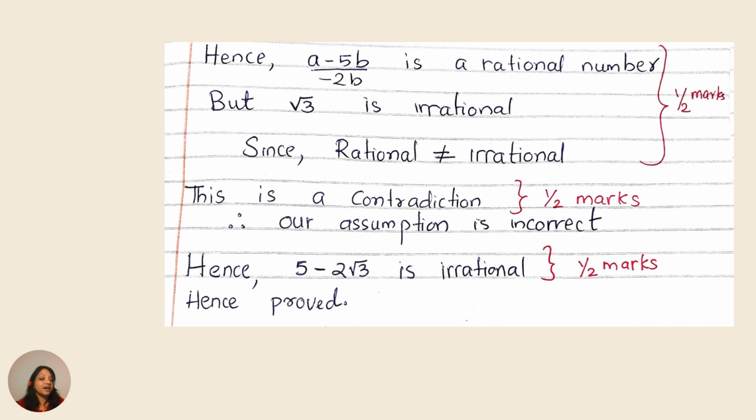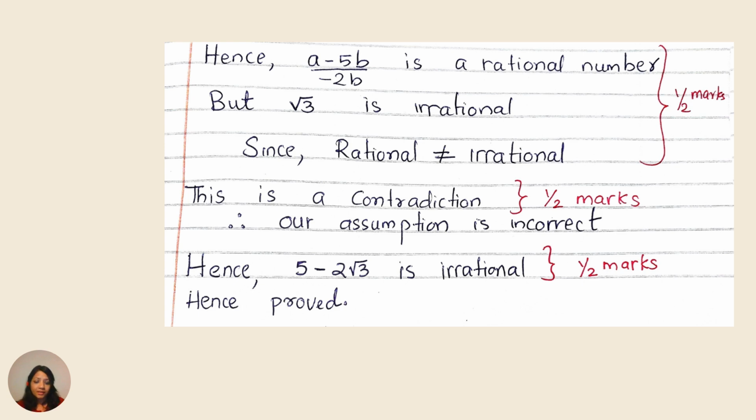Again, you will get a half mark. And hence you can write 5 minus 2 root 3 is irrational, hence proved. See, this is the mark scheme of this question. This question, 100 percent, it should be there in your exam. So make sure all the steps are correct.